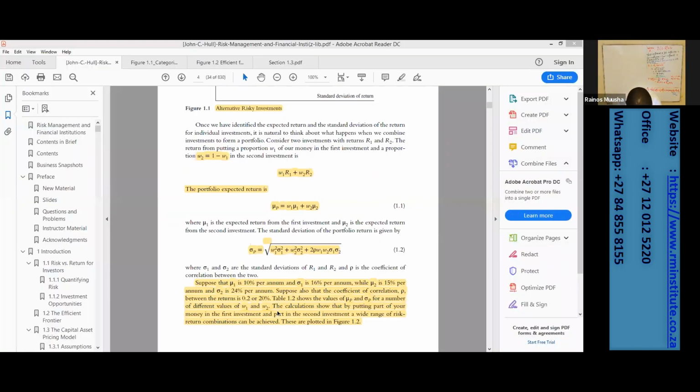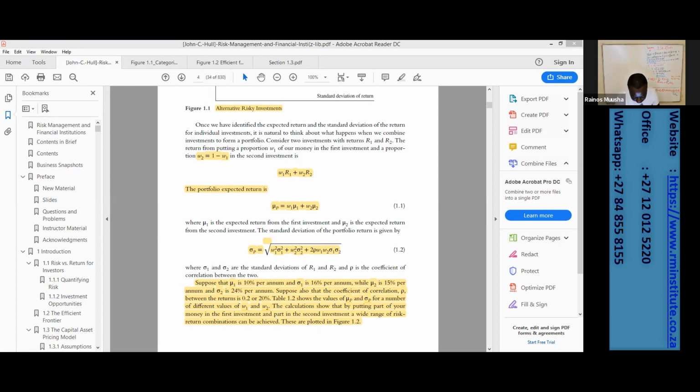If you check here, they say, suppose that mu is 10% for asset 1, and the standard deviation for asset 1 is 16% per annum, while the mu, which is the expected return for asset 2, is 15%, and the standard deviation is 24%. Suppose also that the correlation coefficient between the returns is 0.2. Table 1.2 shows us the values of the expected return and the standard deviation for a number of different values of the weights given for asset 1 and asset 2.